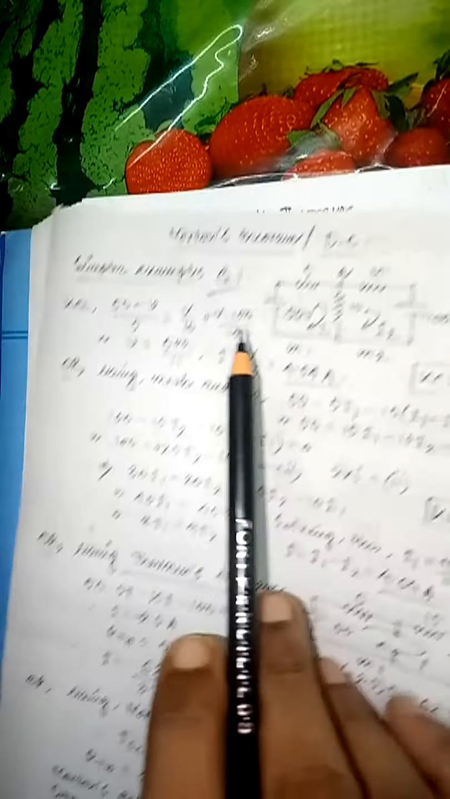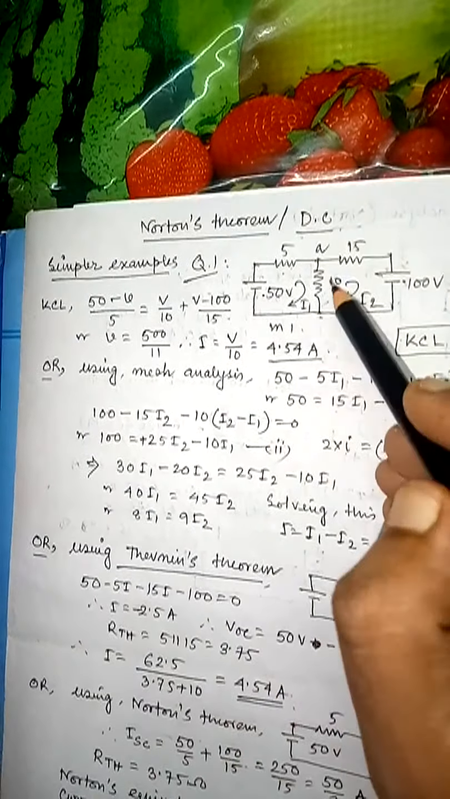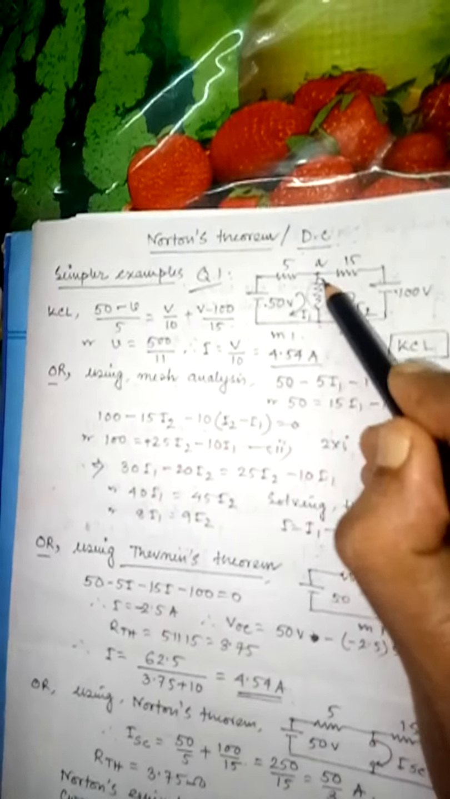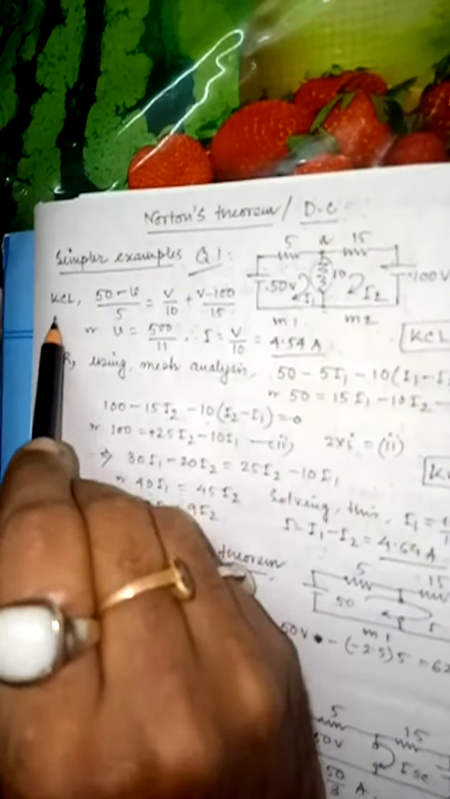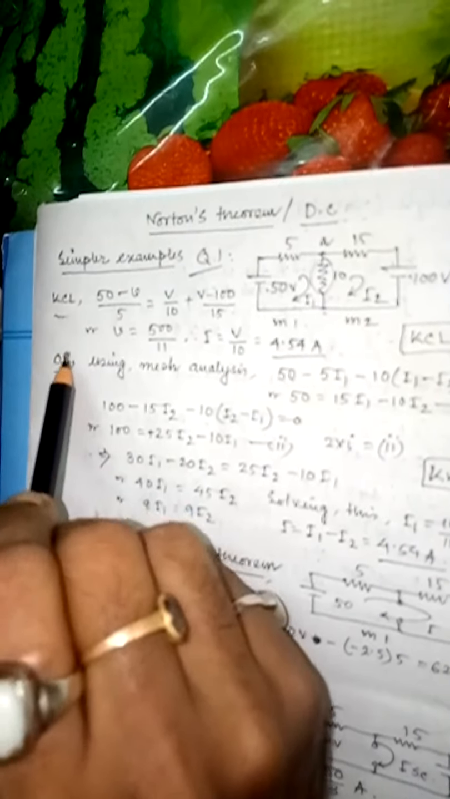So fine, here what is the current through that 10 ohm resistance? That is the question being asked. So how to get that? You can use KCL first of all. That is my oldest way. If you are using KCL, you have to find out the nodes.